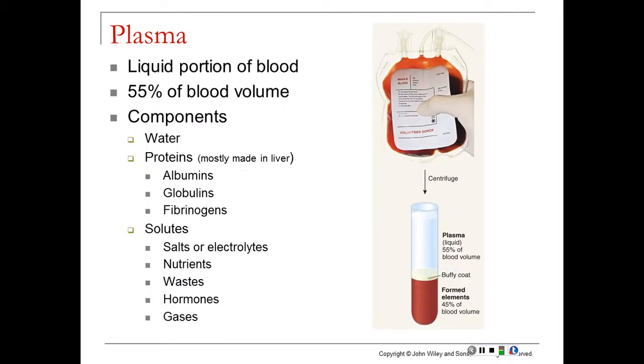So the plasma or liquid portion of our blood is the majority of blood volume. 55% of blood volume is just the liquid part. It's made of mostly water. There's also proteins within it. Those proteins are made mostly by the liver. They include albumins, globulins, and fibrinogens. They all have special roles. There's also solutes within our blood, including salts and electrolytes, nutrients, waste products like carbon dioxide, hormones, as well as gases, all dissolved in our blood.